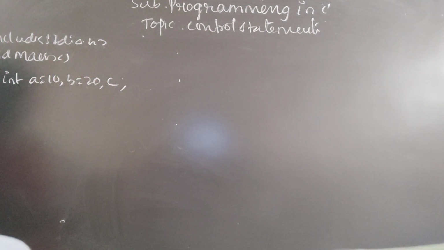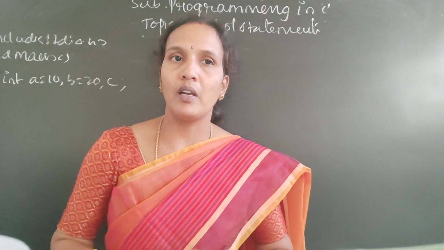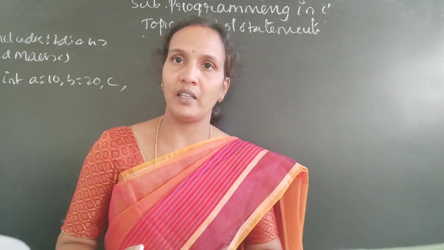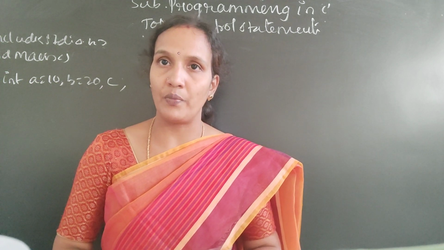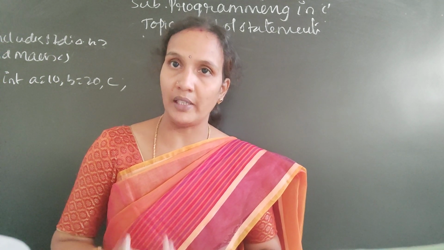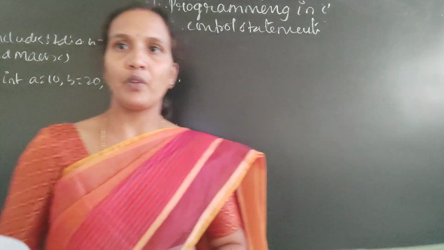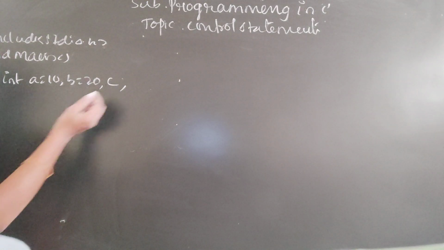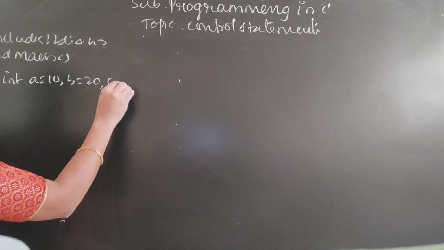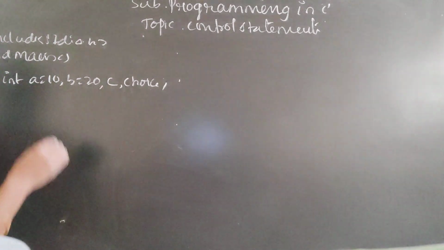3 variables are given. The purpose of our program is that I will enter one choice. If I select 1, then it should add 2 numbers. If I give choice 2, it should subtract. If I give choice 3, it will do multiplication, like that. Okay, so here you see now, next, one more variable I am taking after the c: choice. And the choice I am taking from a user.